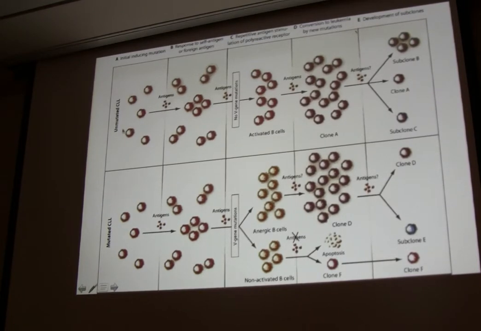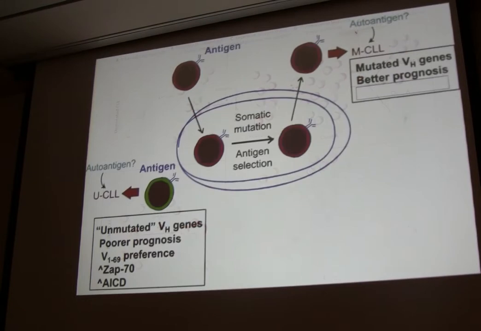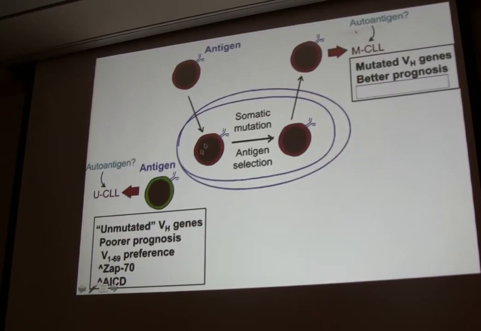So for example, an unmutated, yes? Where do the antigens come from? We don't know what they are. Of course, we wish we did; that's kind of the holy grail. There are a lot of labs trying to figure out what the autoantigens are in here versus these other antigens.